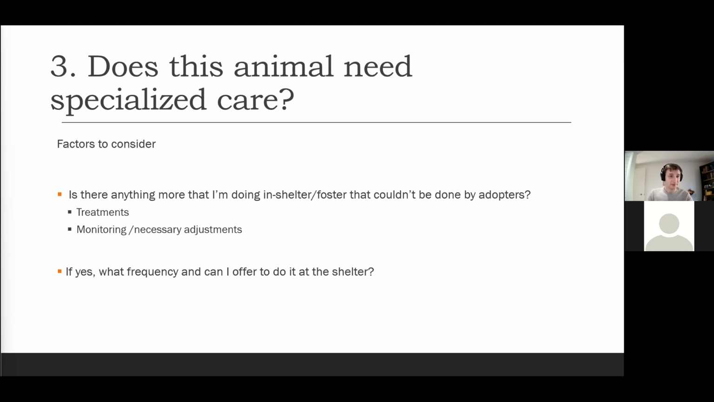And then, if yes, what frequency is needed and what can I offer to do at the shelter? So if it's something like physiotherapy that I feel comfortable that I can train an adopter to do, and I can do the radiograph rechecks in a few months and all that, something to consider. But we have to make sure that it's something that we can realistically offer and kind of budget the time for that.